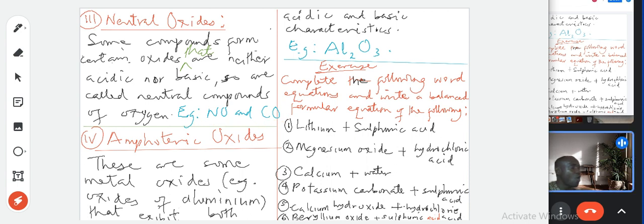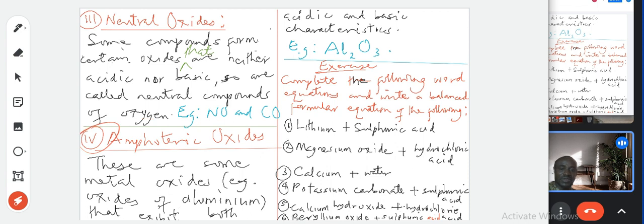So it's not all non-metals that form acidic oxides. You know nitrogen is a non-metal, carbon is a non-metal, but their oxides are neutral oxides. They are neither acidic nor basic, so they are called neutral oxides.